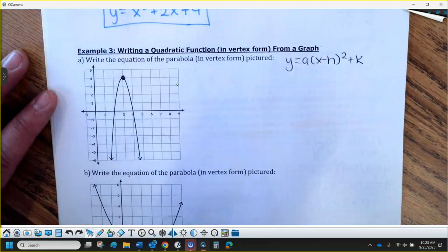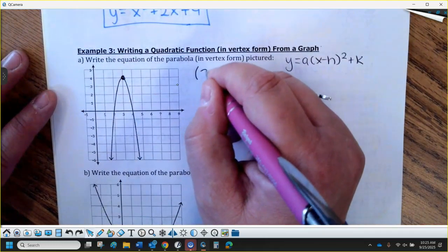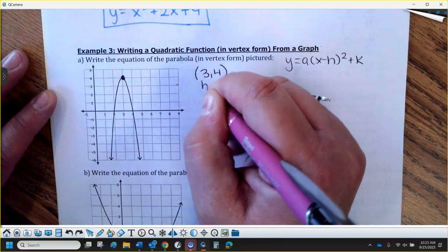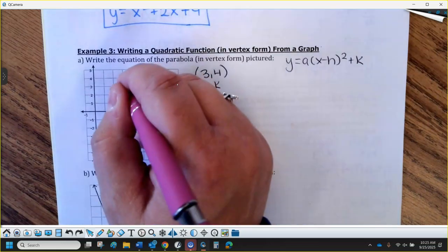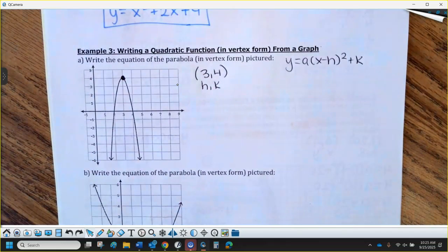If you have a graph, grab the vertex from the graph. That's your h and k. So this looks like 3, 4. Can anybody tell what the a value is here without finding a point and plugging it into that formula? It's not like a 1, 3, 5. What do you think? It's not -1.